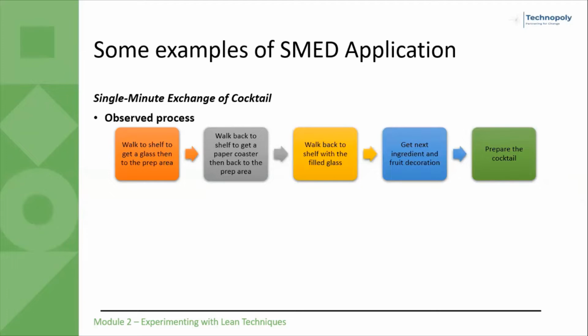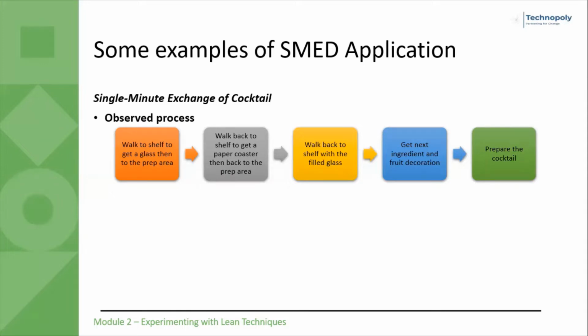Another illustration of reducing the setup operation time is this observation during a cocktail preparation. The process of the bartender goes: walk to the shelf to get a glass, then to the prep area. Then, walk back to the shelf to get a paper coaster, then back to the prep area. Walk back to the shelf with the filled glass. Get the next ingredient and fruit decoration. And finally, prepare the cocktail to be served to the guest.